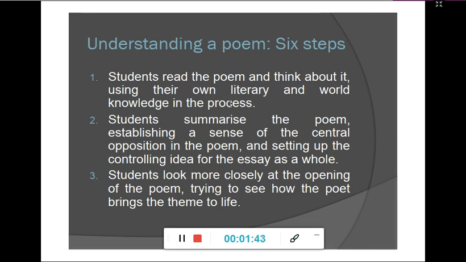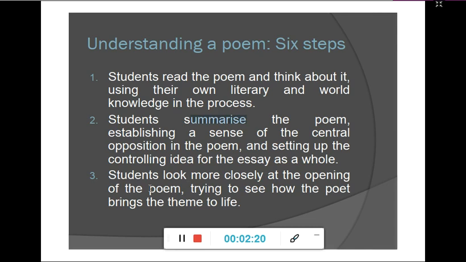So I told you this before. Please don't try to go and check the internet for any background or any information about the poem. Number two, students summarize the poem, establishing a sense of the central opposition in the poem and setting up the controlling idea for the essay as a whole. You write to summarize, I mean, paraphrasing the poem, how the poet delivers his image, his themes.